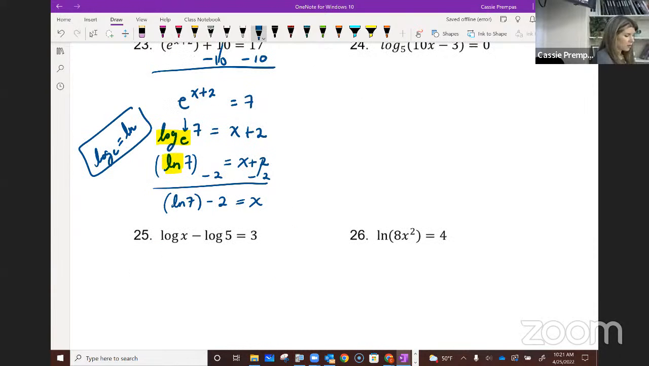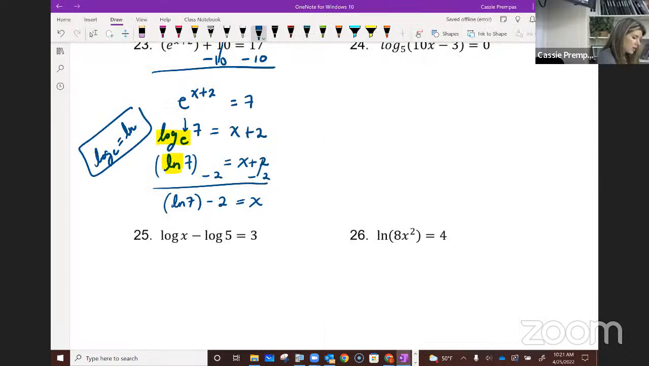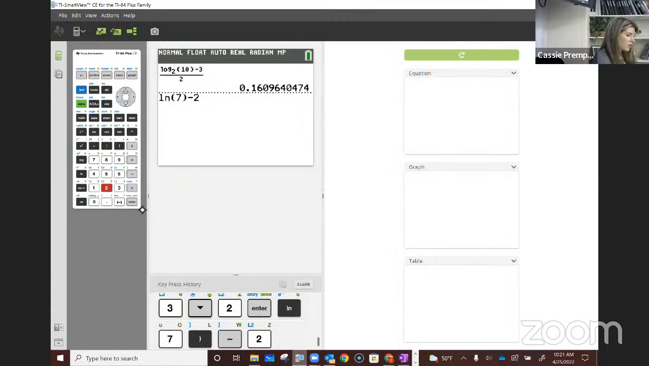Okay, so in the calculator, we would want to make sure we type in natural log of 7 and then minus 2. Right? Oh, you don't put it in the log? Nope, don't put log base e because it's the same as ln. And then you can type that answer in, and that would give you negative 0.054.